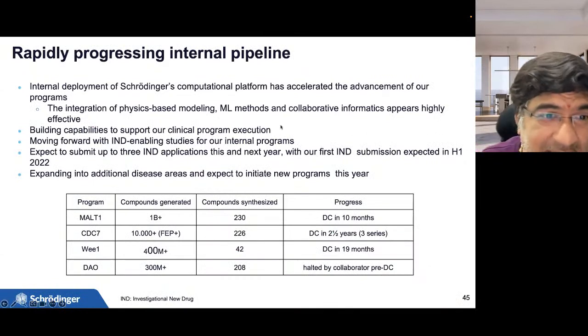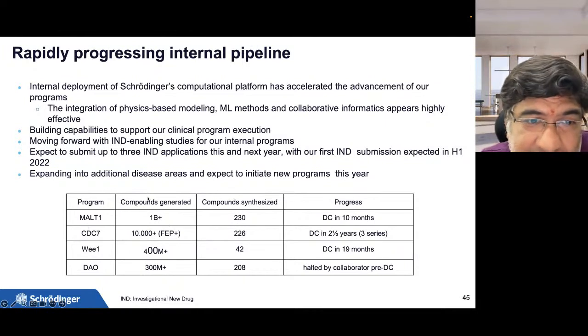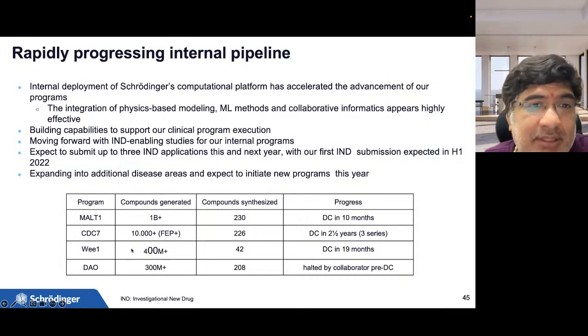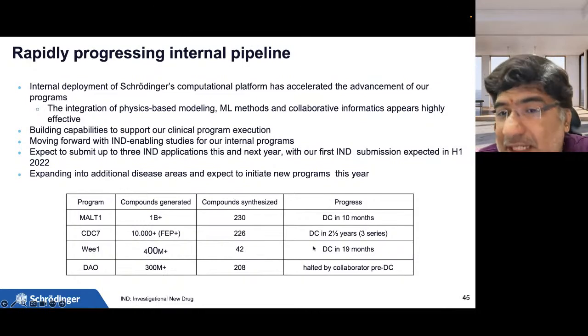There were other projects, but because of time restriction, I could not go through other stories. You could see here the number of molecules actually explored in the computer. In every case it was more than 1 billion molecules. And what is the number of molecules synthesized? Hardly 200 or 300 molecules, and with that we were able to identify a clinical candidate.